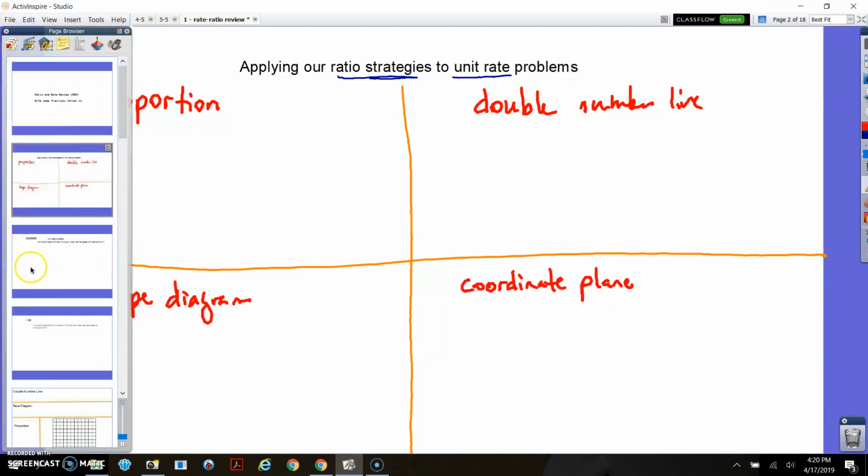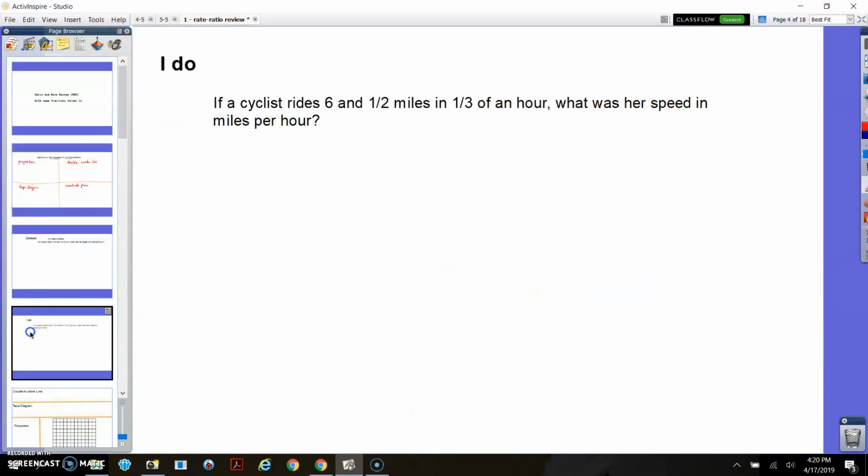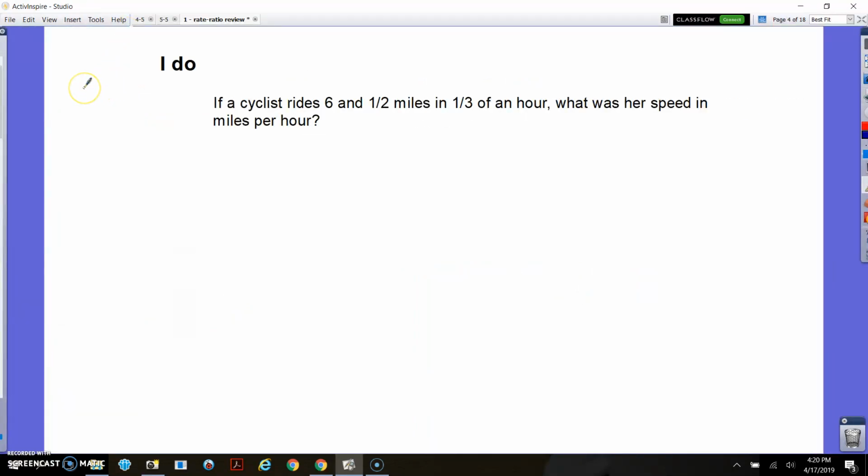So let's do an example that's going to have a little bit of 7th grade part of it, and we'll review the strategies here. So if a cyclist rides 6.5 miles in 1/3 of an hour, what was her speed in miles per hour? So there you go. That's rate language. If you haven't remembered, miles per hour. So that's like miles in 1 hour.